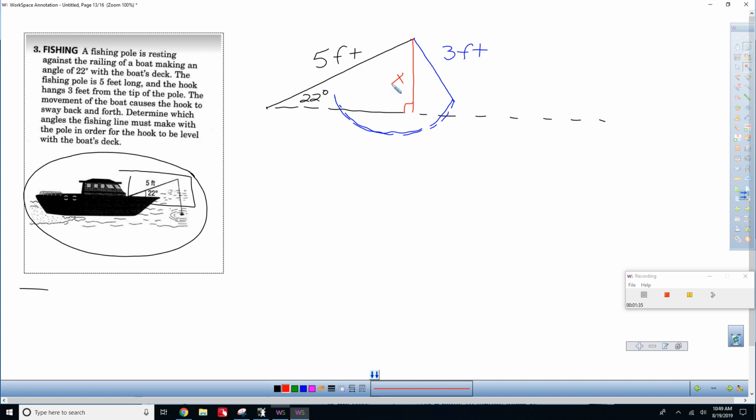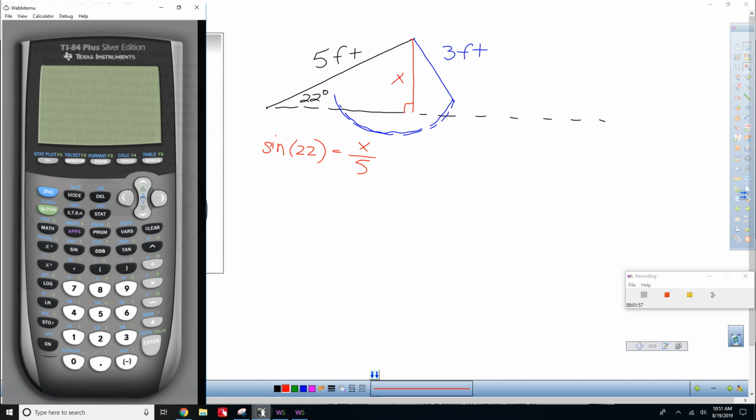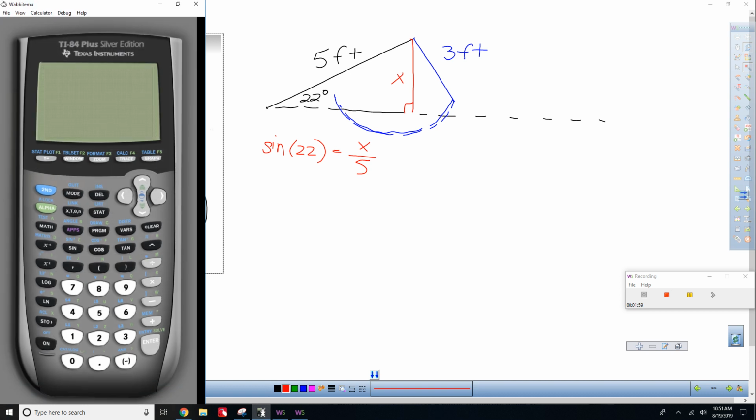According to the 22, x is opposite, 5 is hypotenuse, so we can find x using sine. Sine of 22 is x over 5. So x is 5 times the sine of 22.